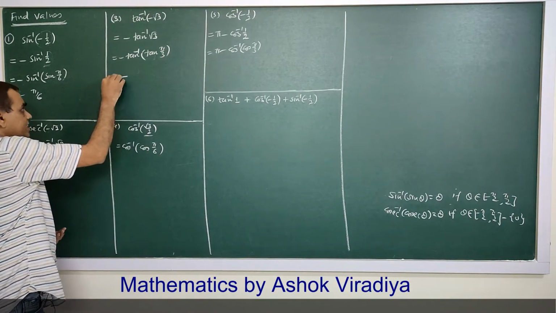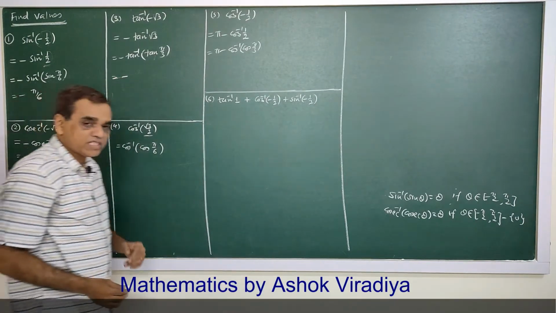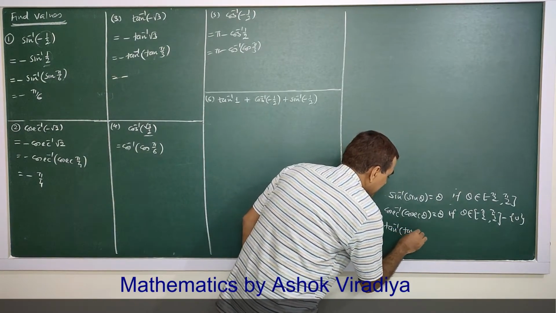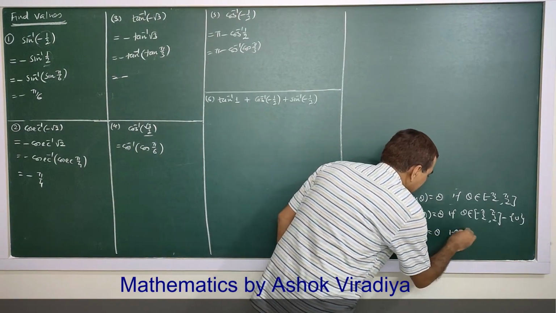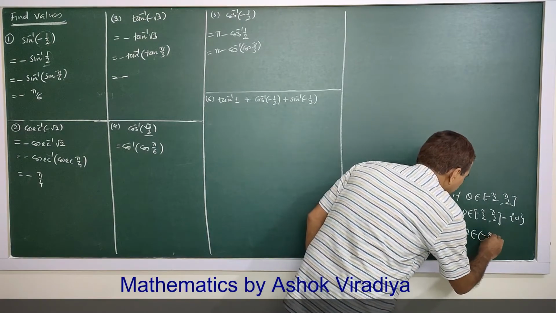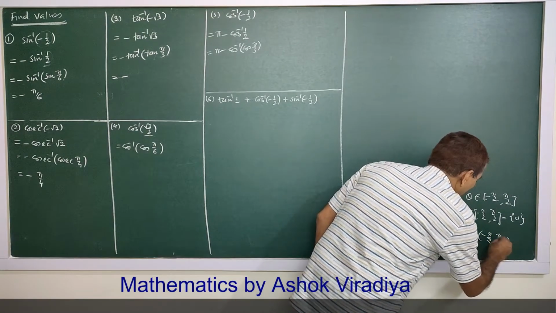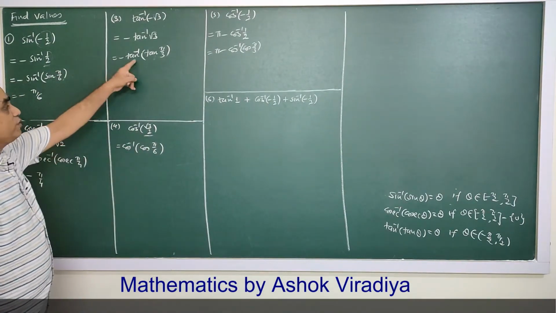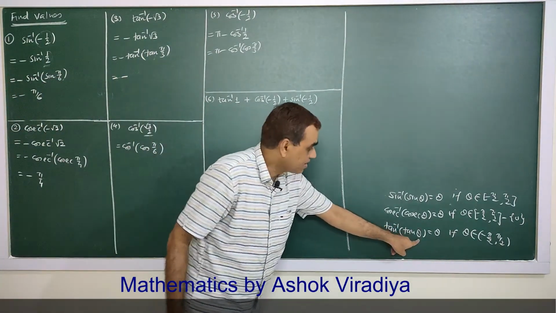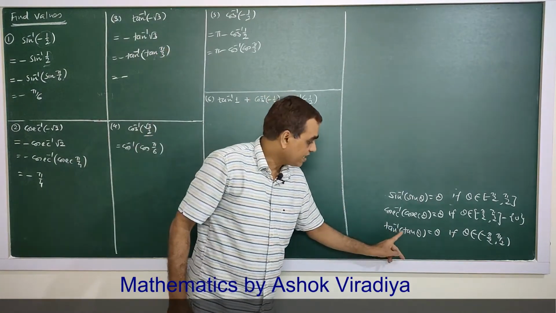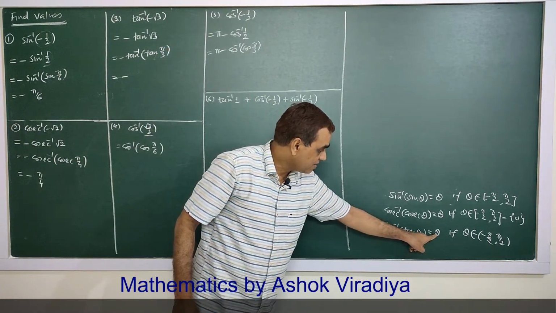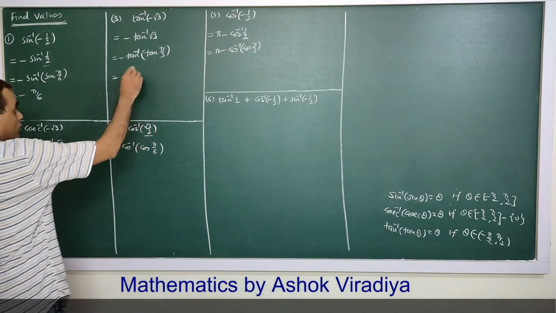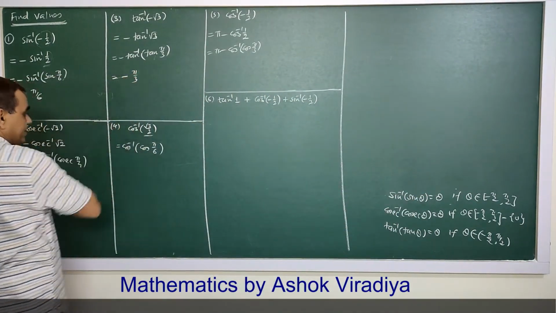Minus, as it is, tan inverse tan theta. Tan inverse tan theta equals theta if theta belongs to the open interval minus pi by 2 to pi by 2. Tan inverse tan theta, here the number is pi by 3. So tan inverse tan pi by 3 is pi by 3 because pi by 3 is in minus pi by 2 to pi by 2. So this is equal to pi by 3.